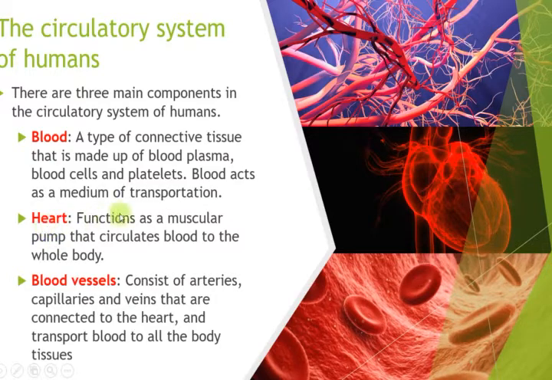The second component is the heart. The heart functions as a muscular pump that pumps and circulates the blood to the whole body. Then the blood vessels consist of the arteries, capillaries, and veins, which are connected to the heart and transport blood to all the body tissues. These are the three components of the human circulatory system: this is our blood vessels, this is our heart, and this is our blood.